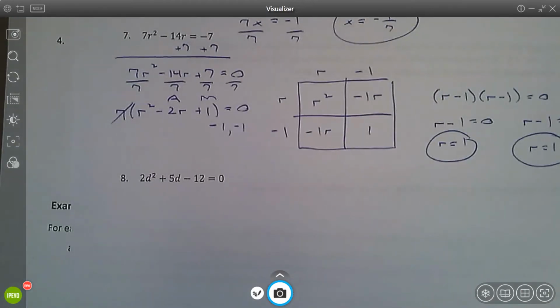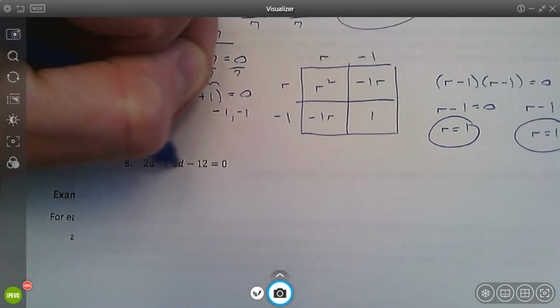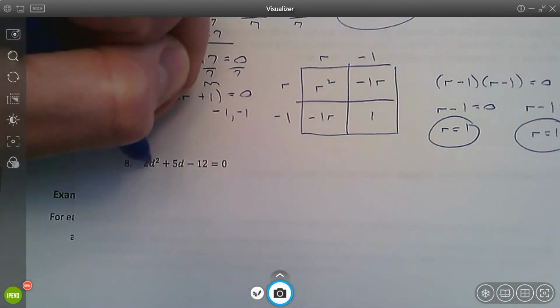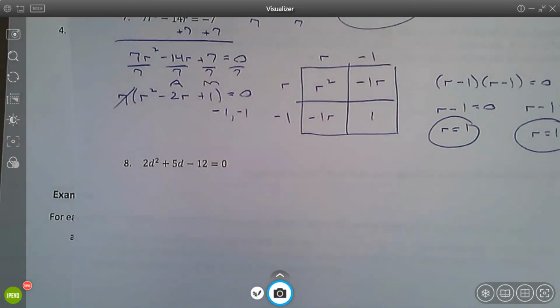And the last one, if you feel comfortable factoring, by all means, pause the video, work ahead, solve this on your own. Don't just watch me do it. I look for greatest common factor. They do not all share a d. 2, 12 is divisible by 2, 5 is not. So there's no greatest common factor.